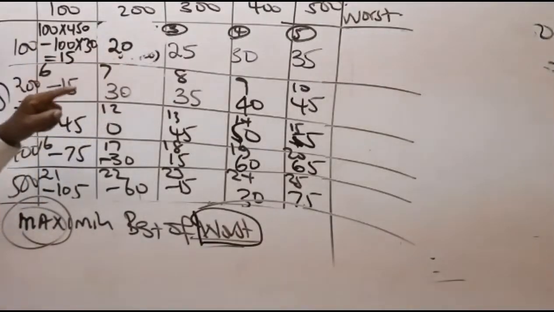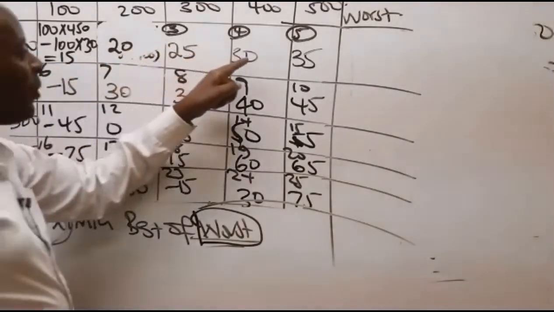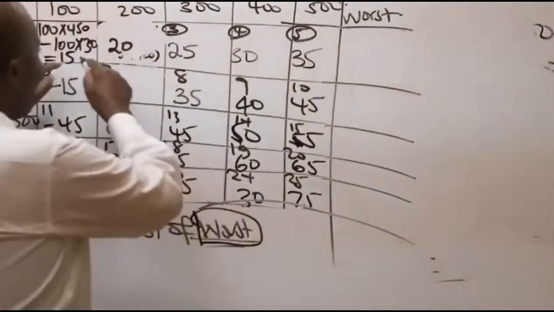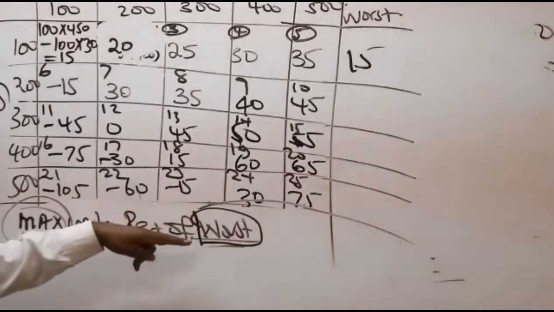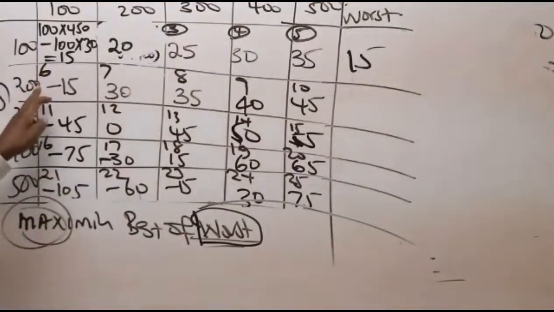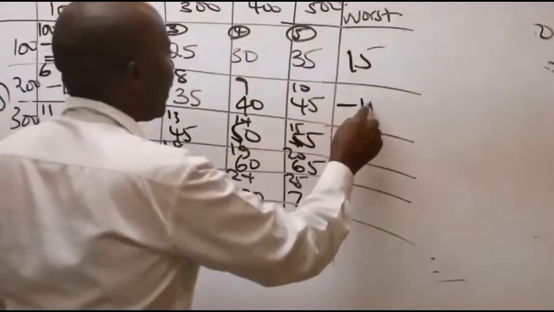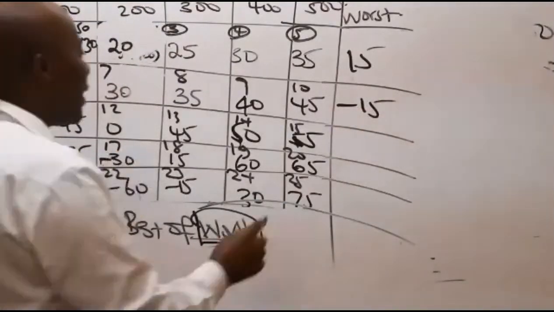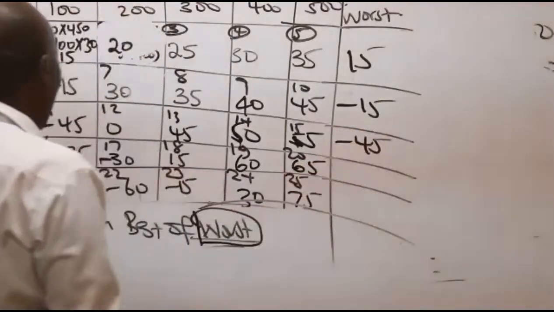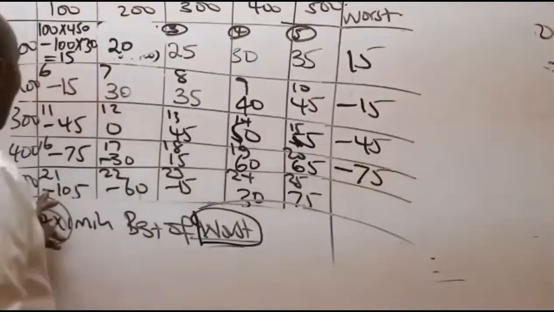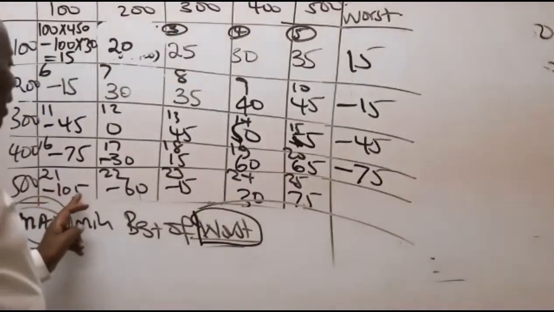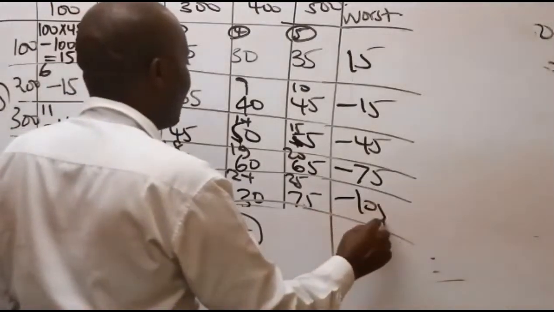So the worst profit here is -15, the very lowest. Normally we start with the second bit, the worst. The very worst here is -15. The very worst here is -45. The very worst, ladies and gentlemen, is negative 75. The very worst here is -105, the very lowest.